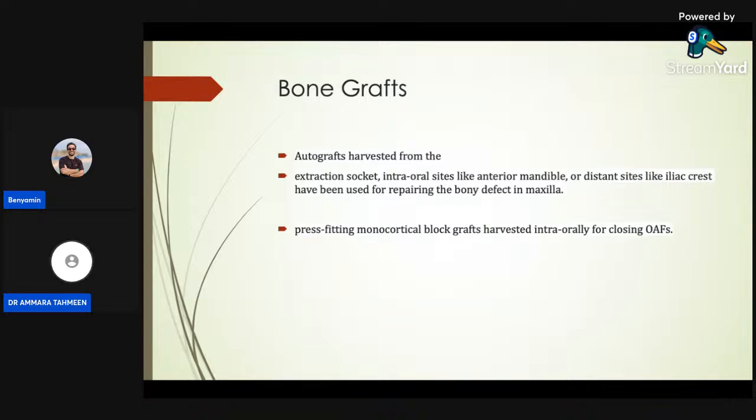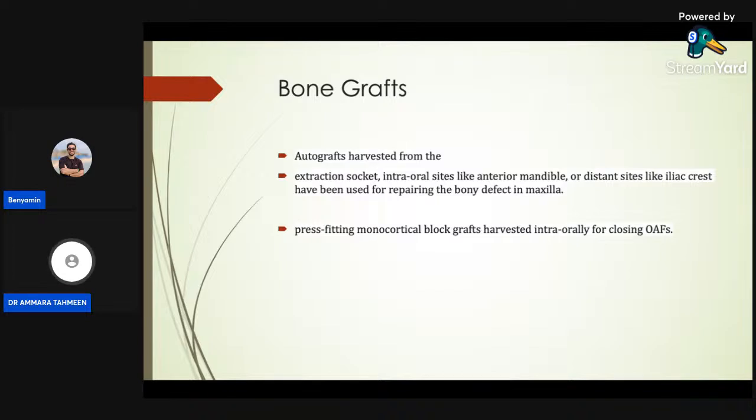What they do is sandwich this monocortical block graft between the membranes. They push one membrane inside to form the barrier against the sinus membrane, and then they press-fit this monocortical block graft in the socket. Then they cover the graft with a platelet-rich fibrin membrane or collagen membrane, and that's how they close it.